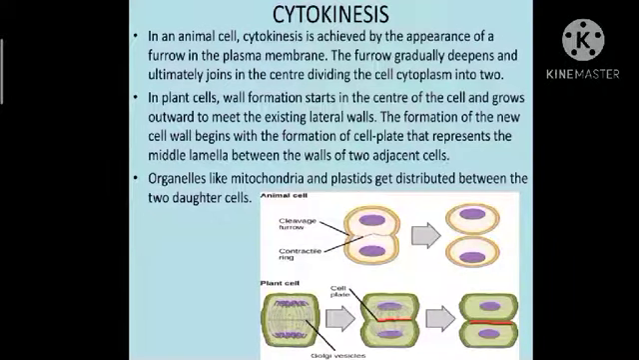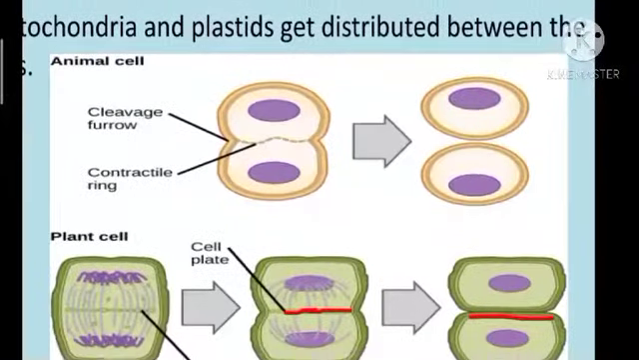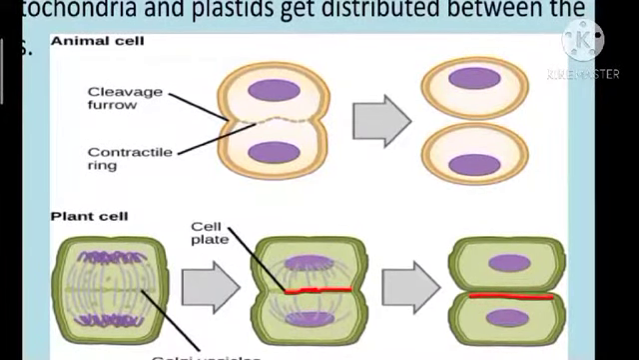As a result of karyokinesis, two daughter nuclei are formed, followed by cytokinesis. What is cytokinesis? It is the division of cytoplasm. As a result, the single cell will be divided into two daughter cells. Now, how the cytokinesis occurs in animal cell and plant cell, we can see.